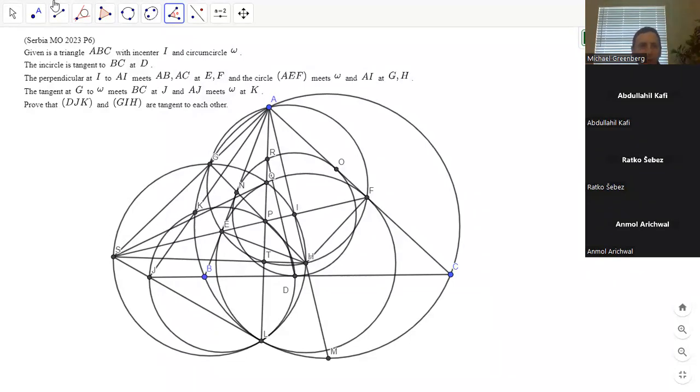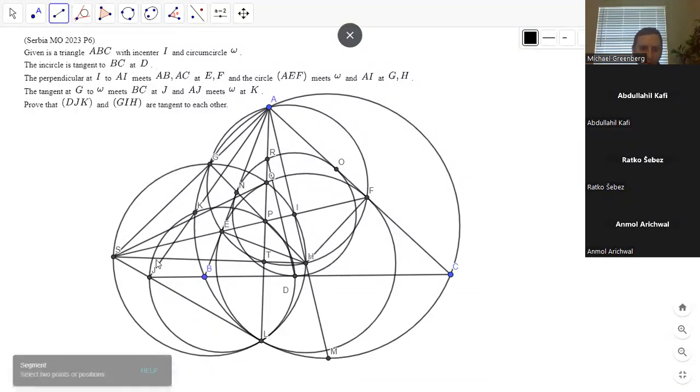And then we want to show that PJ is parallel to SQ. Or we could try to show angle LJP, because SQL is isosceles, because SQ and SL are tangents. So that kind of means that JPL would be isosceles. I don't know if we can try to show that.